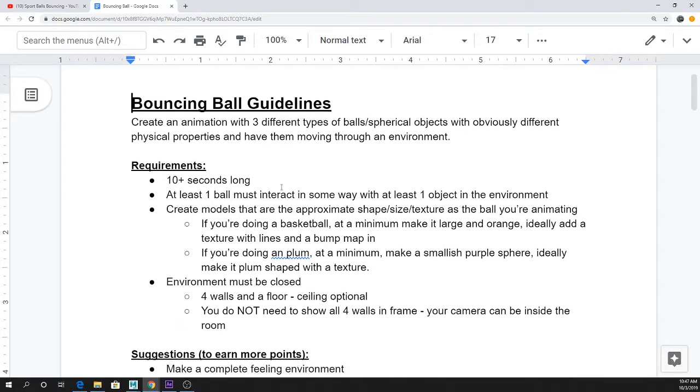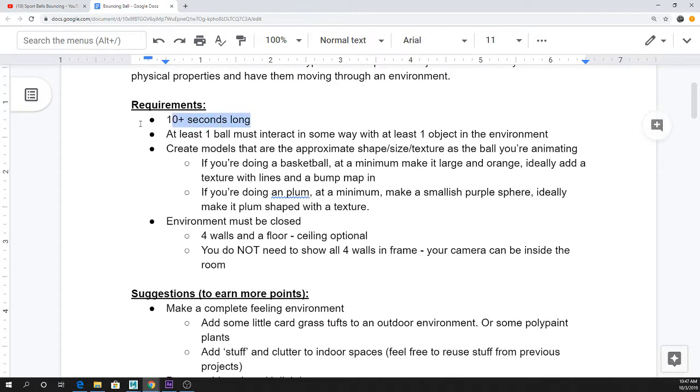But yes. So requirements: at least 10 seconds long, and at least one of your balls must interact in some way with one of the objects in the environment. So that could be, you know, a bowling ball knocking over a bowling pin, or a bowling ball being dropped onto a desk and having something fall over because you've dropped a bowling ball onto a desk.